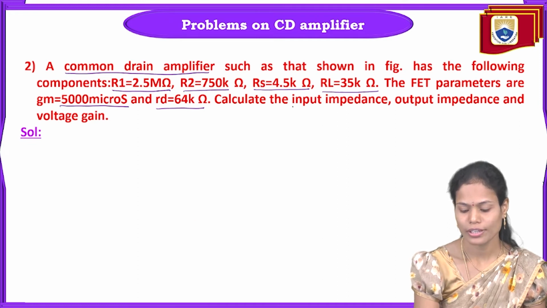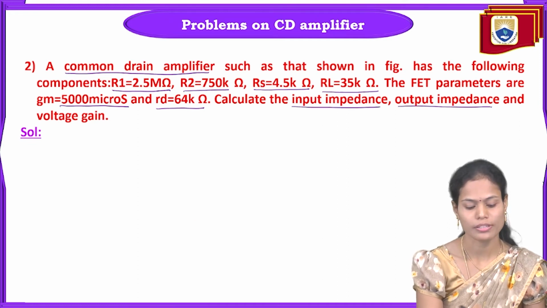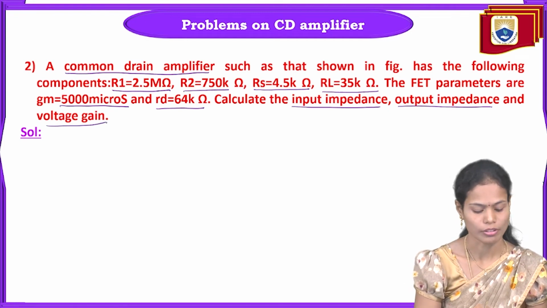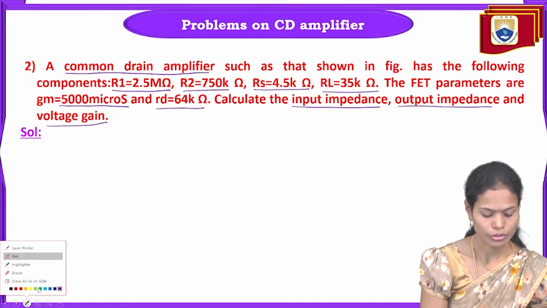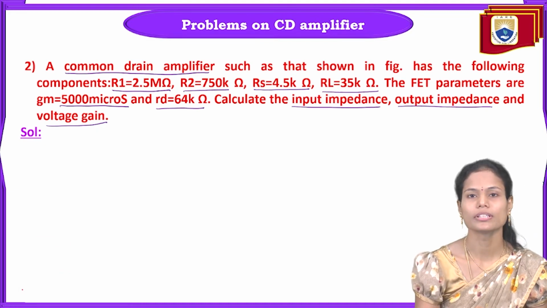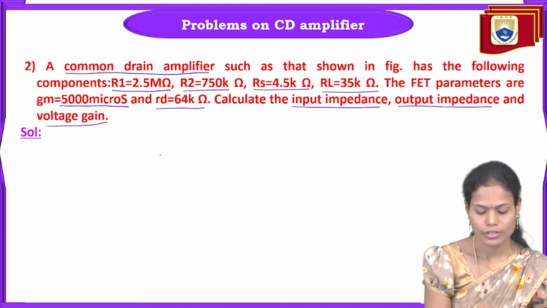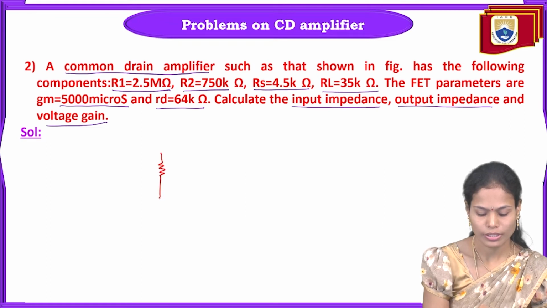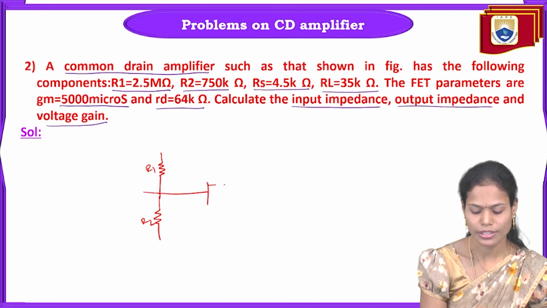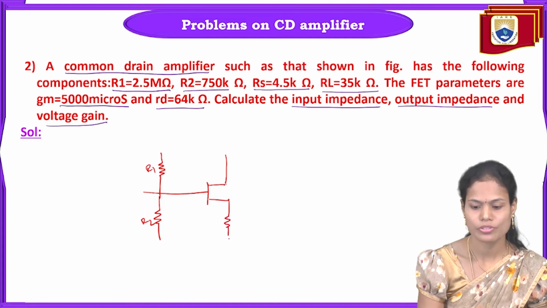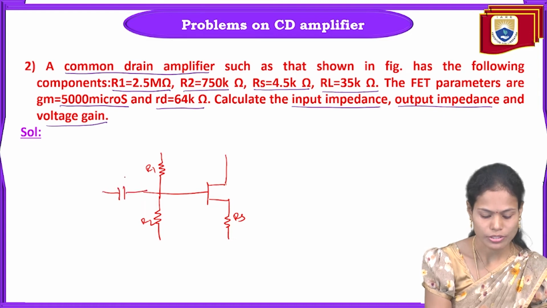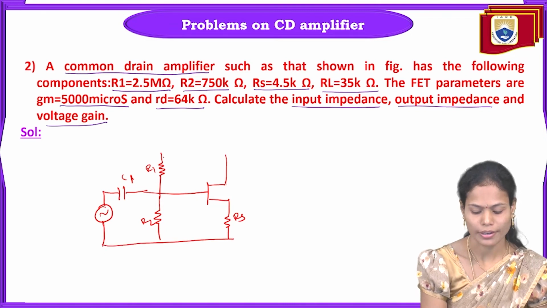From this, we need to calculate the input impedance, output impedance, as well as voltage gain. Before solving the problem, first I'll get the given circuit. In the given circuit, we have the R1, R2 resistances for the gate terminal of the transistor, and also the source resistance RS is given, and through the coupling capacitor C1 the input signal Vs is applied.